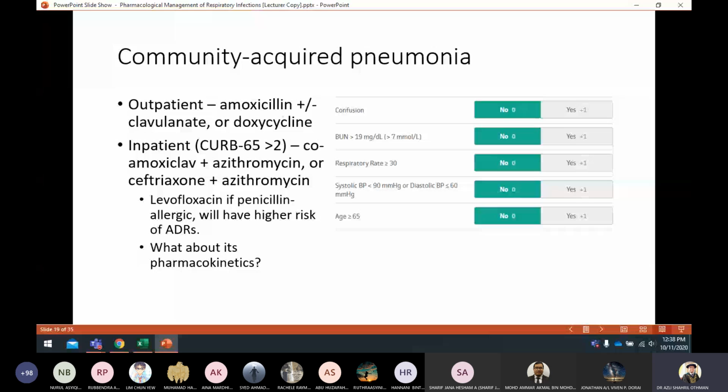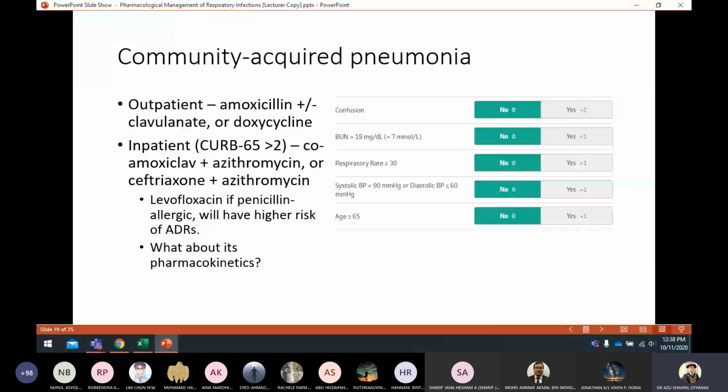So if they score more than 2 across the different criteria, for example, the patient is confused, respiratory rate is 35 and the patient is hypotensive, that means the patient's CURB 65 score is 3, and that means that the patient needs to be referred to the hospital.